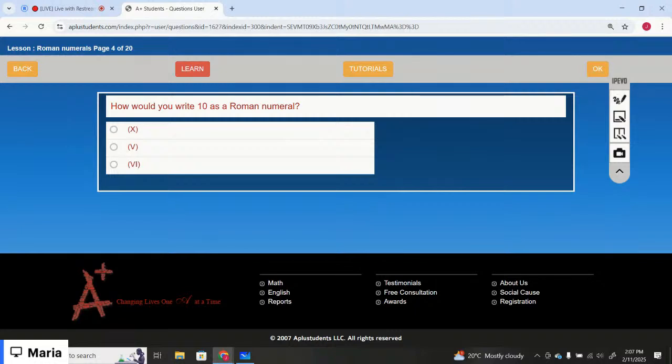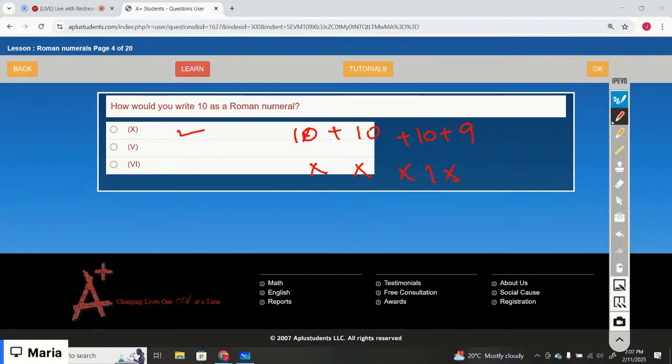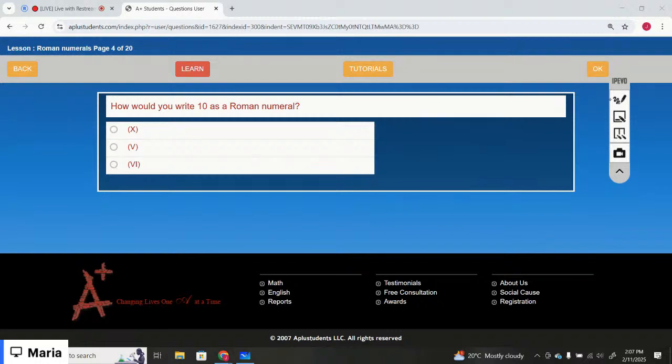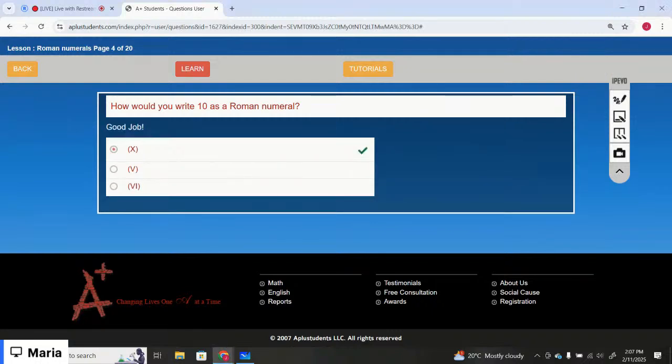How would you write 10 as a Roman numeral? You have to write 10. So you can write 10 as X. Option number 1 is the correct option.